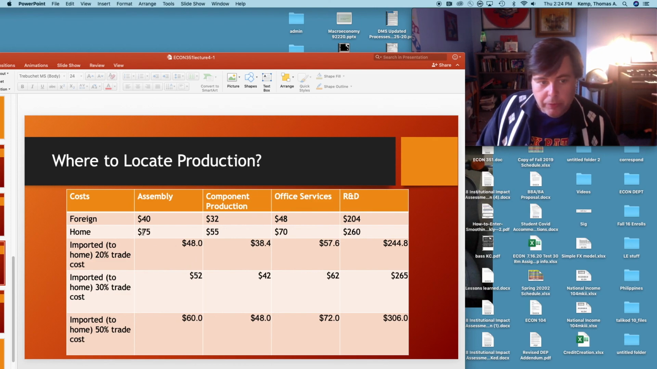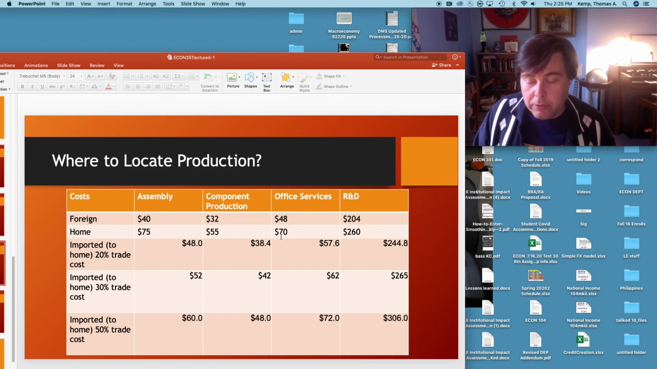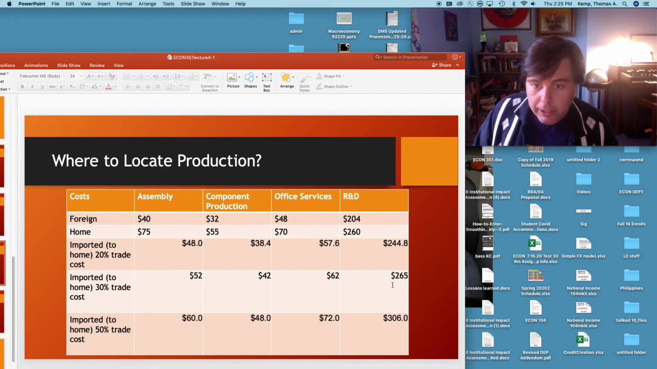And then quickly we can figure out, okay, this is how much it costs to produce at home, right? So for sure we should do this one abroad, because even if it got 50% hassle costs, 60 is still less than 75, right? Here too, even if we've got 50% hassle costs, 48 is less than 55. Here, no, we should do this locally, because at 50% hassle cost, that costs us more than $70. Similarly here, and even here now at 30%, we can see that's more than 260.